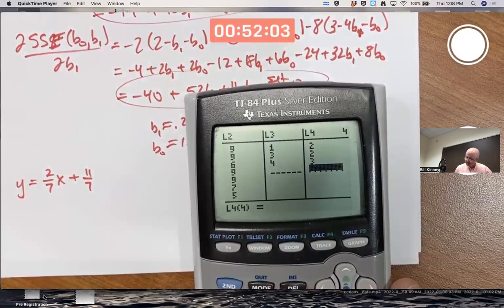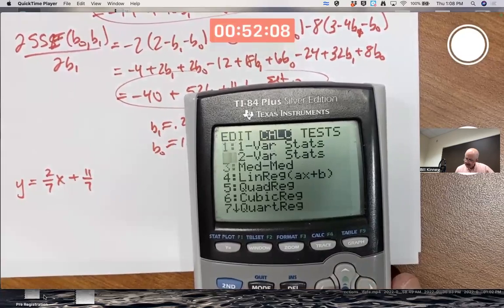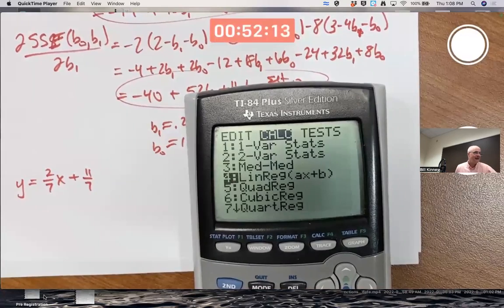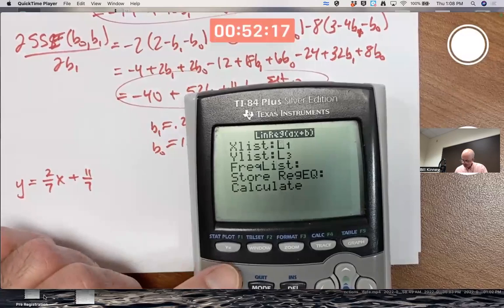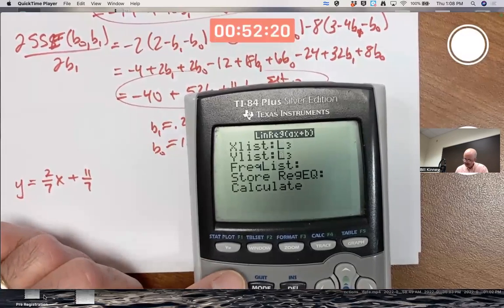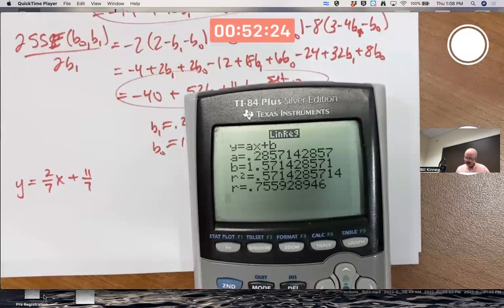Go back to the stat menu again. Calculate. LinReg, that looks good. Linear regression. X is list 3. Y is list 4. Calculate. Slope is 0.2857. It's called A. Intercept is 1.571. It's called B. We will always call the slope B1 and the intercept B0.